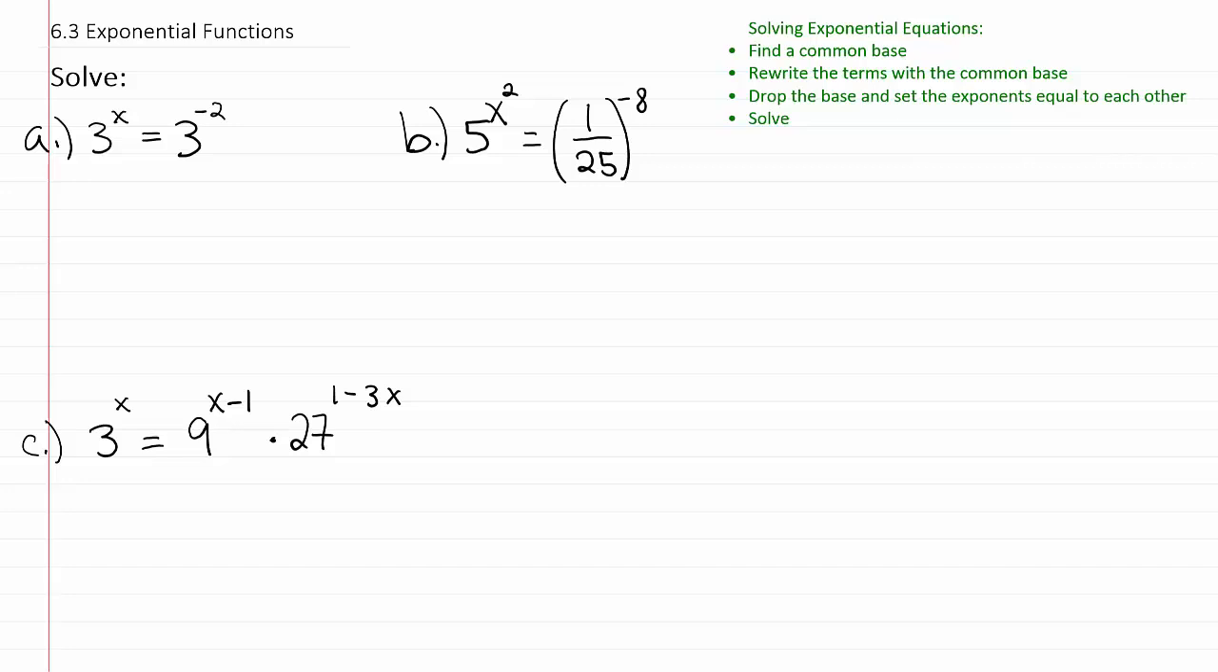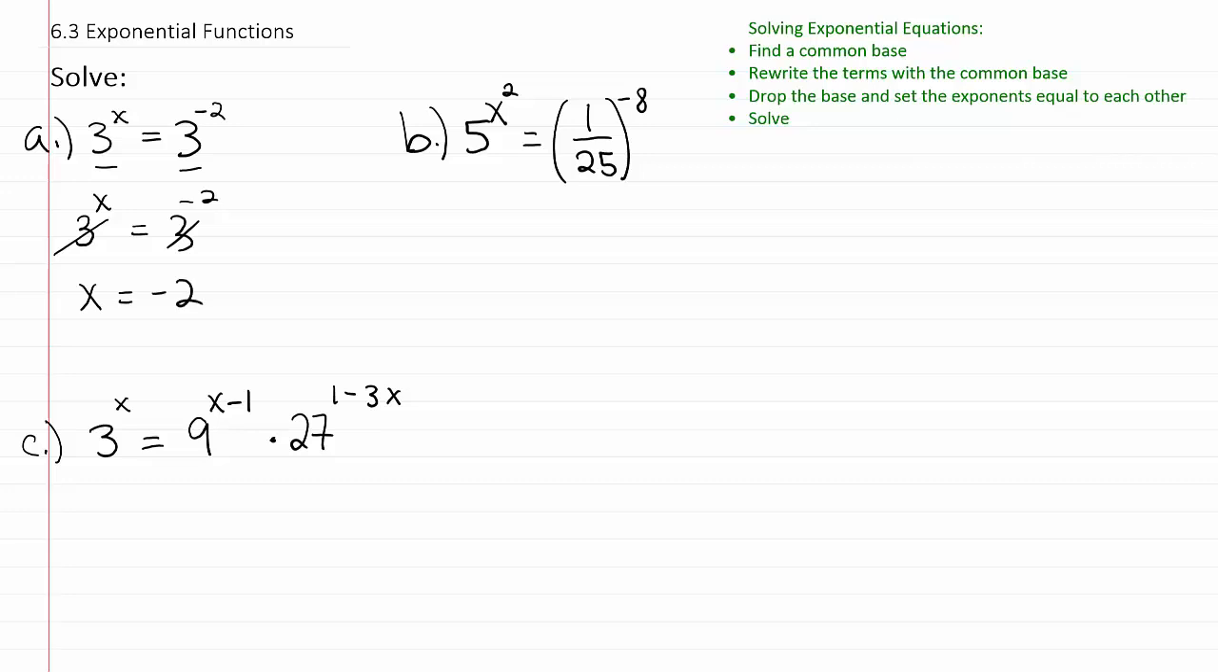Solve. All right, in this video, we're looking to solve exponential equations. Let's look at the first example here. We have 3 to the x is equal to 3 to the negative 2. Well, if the base for both of these expressions is 3, then the only way 3 to the x can be equal to 3 to the negative 2 is if x is equal to negative 2.